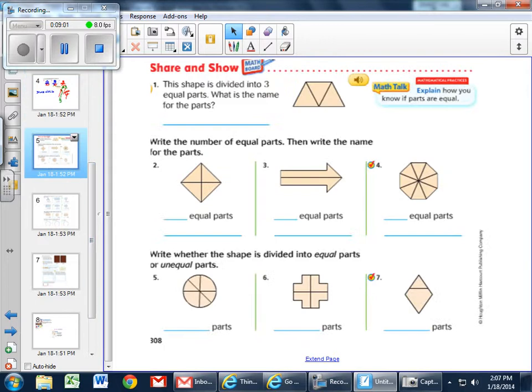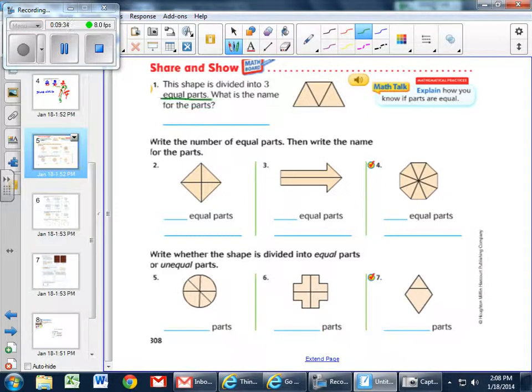Looking at the bottom of that page, the share and show, how do you know parts are equal? Is what we just talked about on the little arrow on the other side, which would be the top of your page. If your parts are equal, you'll know because they're the same size. So looking at number 1, the shape is divided into 3 equal parts. They're all the same size. And you can tell by looking at them that they're all the same size.